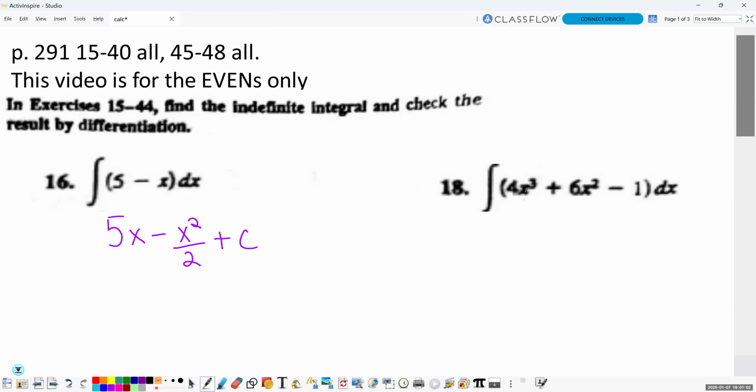Number 18, I'm going to start with 4x to the third. I'm going to add a power and divide by that new power. And then I've got 6x, add a power, divide by the new power, minus 1, and then add a power. And then plus c. If I took the derivative of this real quick in my head, I would get 4x cubed plus 6x squared minus 1.